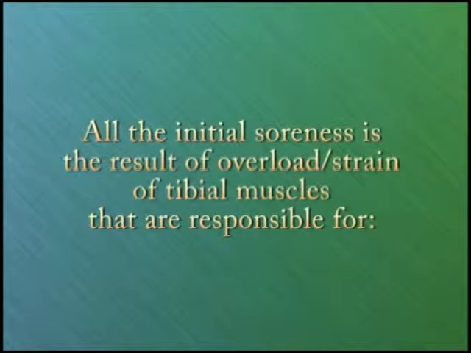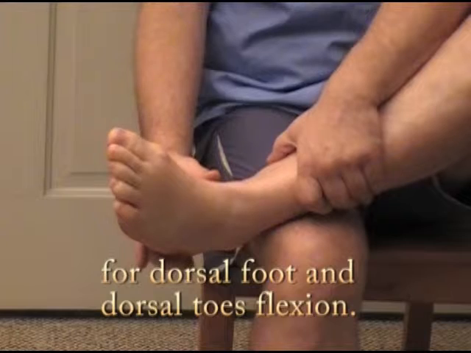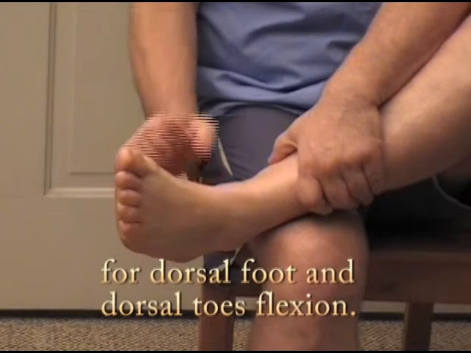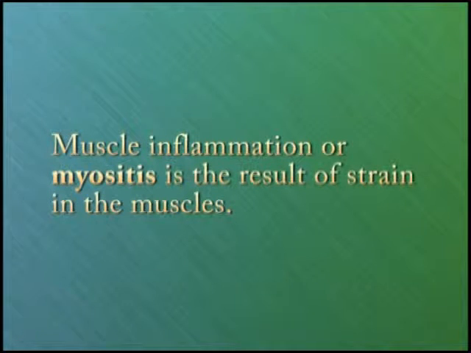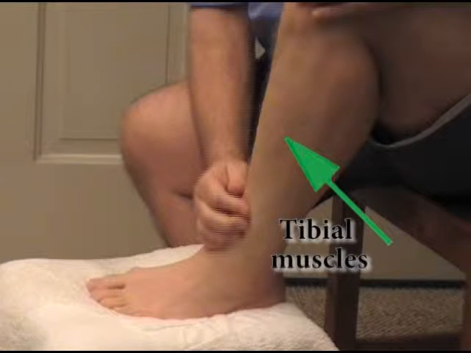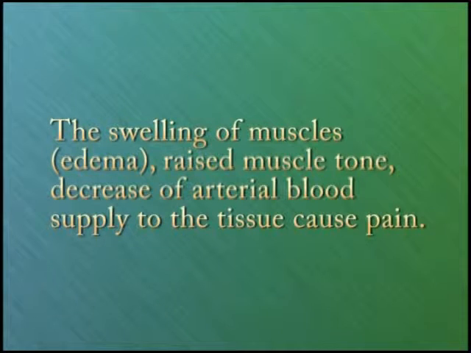All initial soreness is the result of an overload or strain of the tibial muscles that are responsible for dorsal foot and dorsal toe flexion. Muscle inflammation, or myositis, is the result of strain in the muscles. Repeated strain of tibial muscles causes excessive swelling. The swelling of muscles, edema, raises muscle tone, decreases arterial blood supply to the tissue and causes pain.